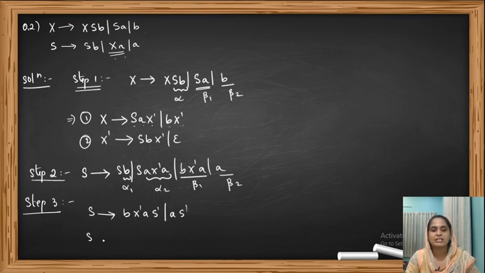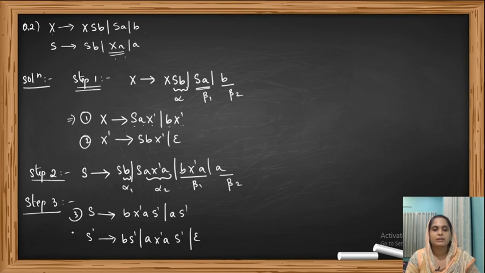And what's the value of S dash? S dash means alpha S dash. So here alpha 1 S dash, alpha 2 S dash bar epsilon. You have to write the epsilon at the end. Okay. So alpha 1 is B. So B S dash bar. Alpha 2 is A X dash A. So A X dash A S dash bar and finally epsilon.